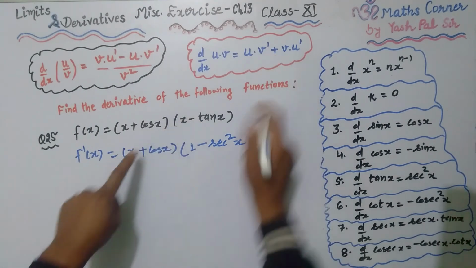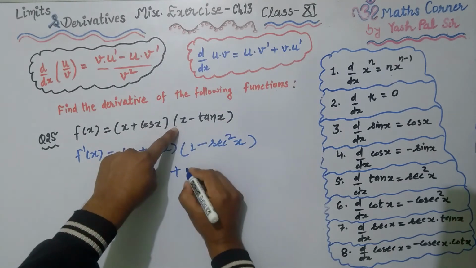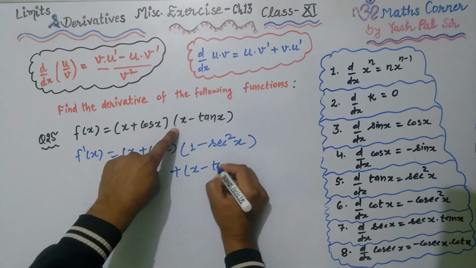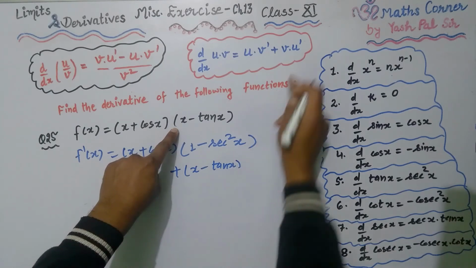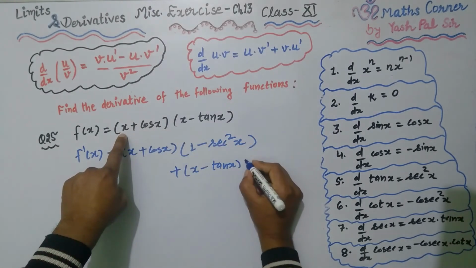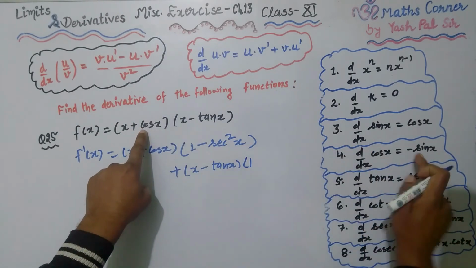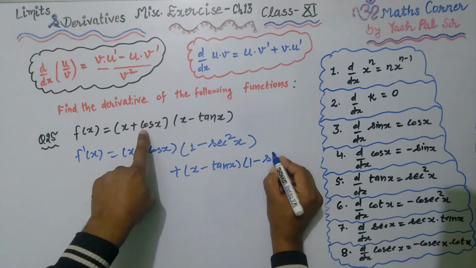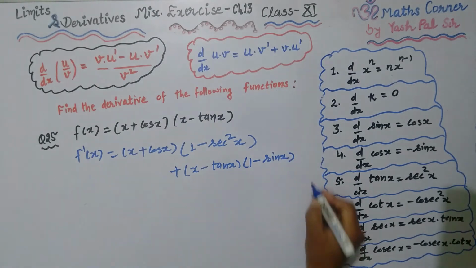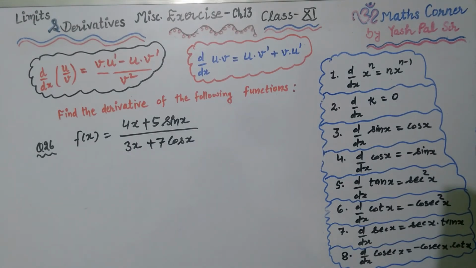Next is plus sign. v, that is (x minus tan x), into u', its derivative. Derivative of x is 1, derivative of cos x is minus sin x. So this is the answer to this question. Now next question. Question number 26.